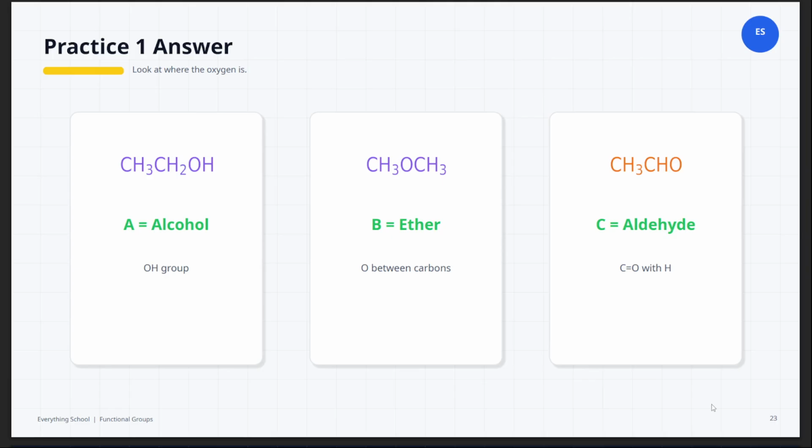Here are the answers. A is an alcohol because it has an oxygen-hydrogen group attached to carbon. B is an ether because oxygen is between 2 carbon groups. C is an aldehyde because it has a carbonyl carbon with hydrogen attached. Notice how the answer did not come from spotting oxygen alone. All 3 involve oxygen in some way, but the pattern is different each time. That is the exact skill you need for tests. Look at the atoms and look at what each atom is attached to.